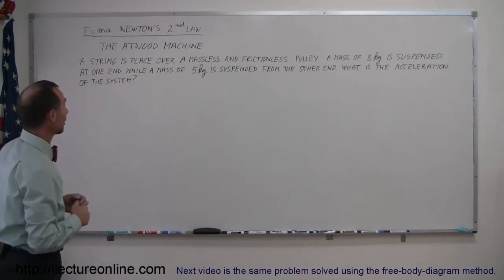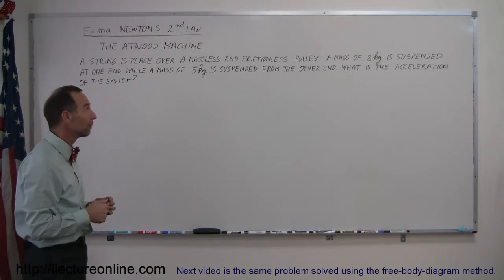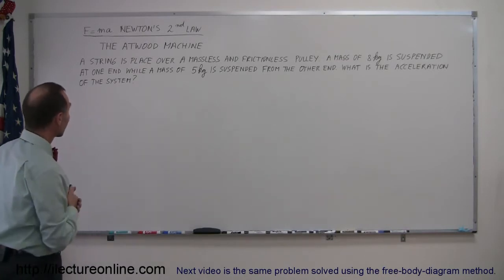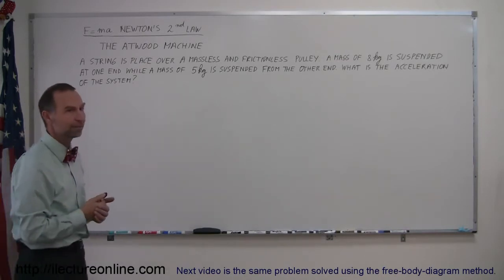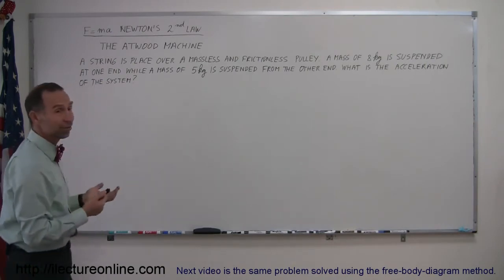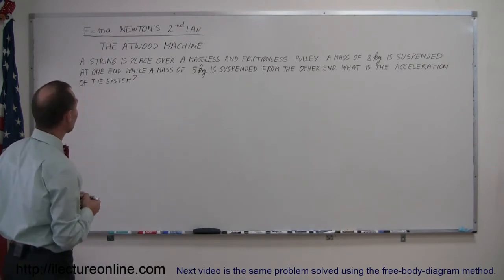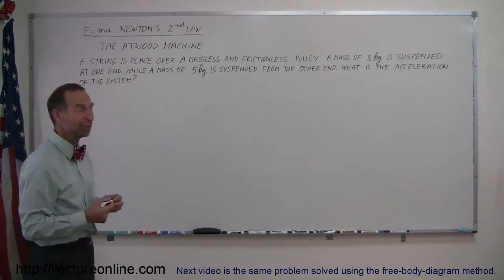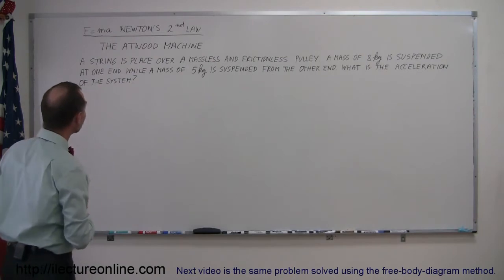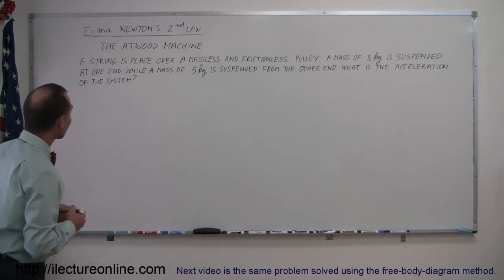Here's another example of how you work with Newton's second law, F equals ma, to solve different kinds of problems. This time, we're going to look at what we call the Atwood machine. You may say, what's an Atwood machine? Actually, all it is is just a simple pulley. I don't really know why they call it the Atwood machine. Maybe that's the person who figured out how to use a pulley like that. Let's read the problem so we can try to solve this.